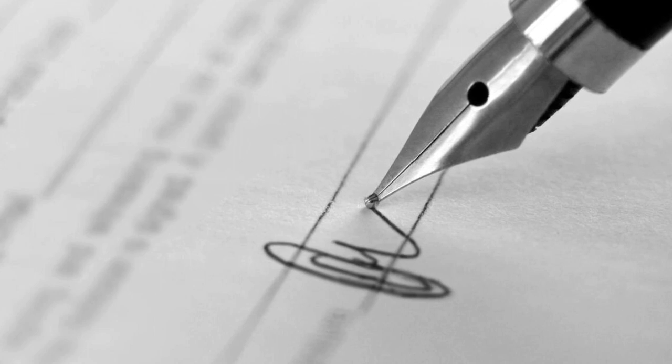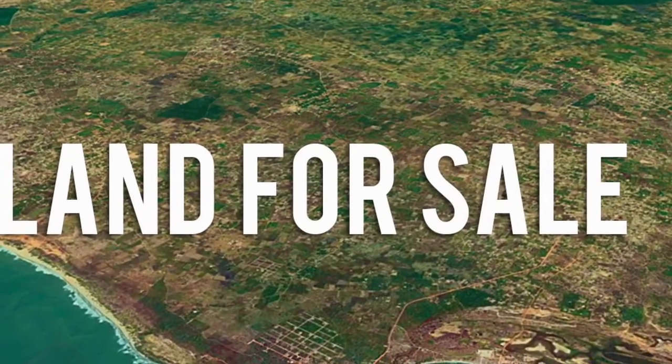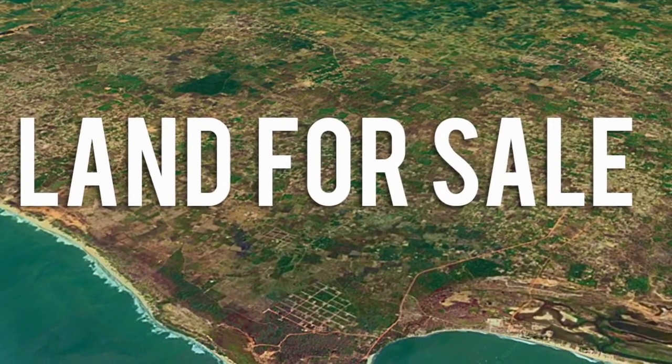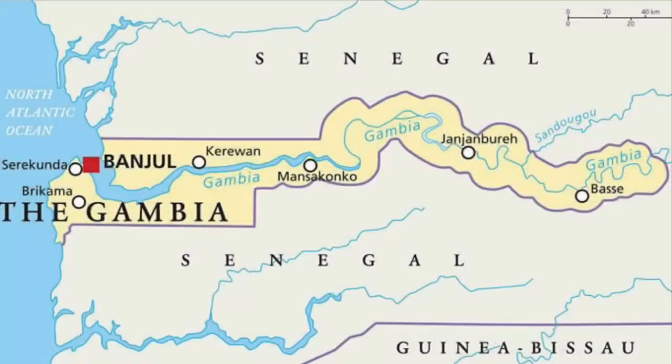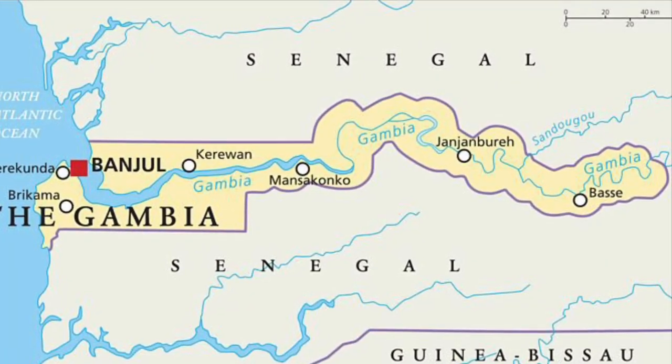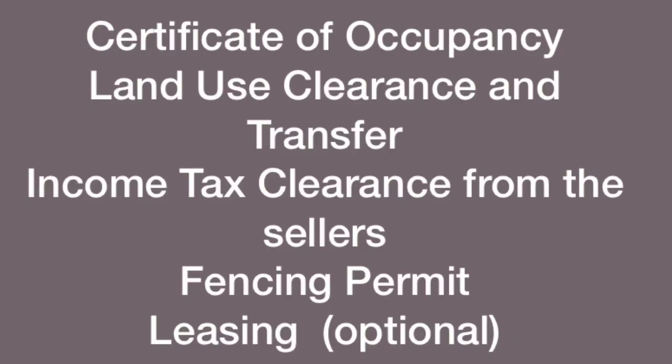So once that has been done, the land buyer is expected to pay a fee of around £125, which should accompany the transfer of ownership form and is payable at the local government level. After this stage, there are other documents involved in the buying process along with other fees. Other documents that are involved in land purchasing: it's certificate of occupancy, land use clearance and transfer, income tax clearance from the sellers, fencing permit and leasing, which is optional.